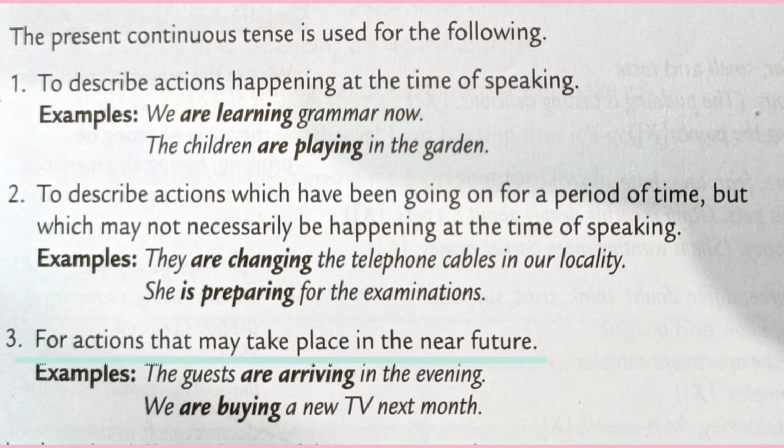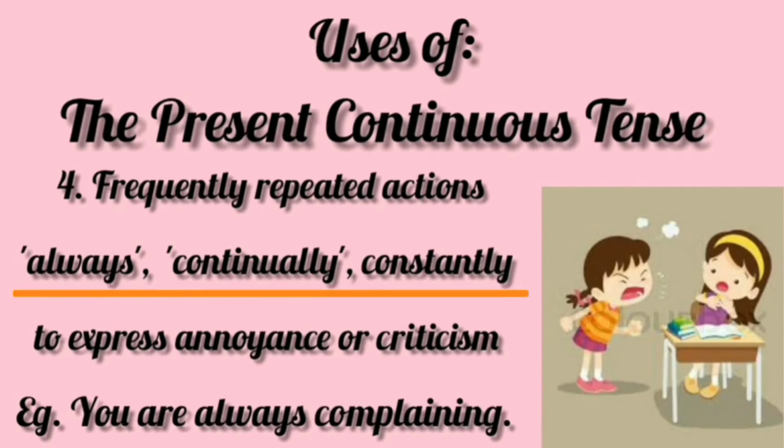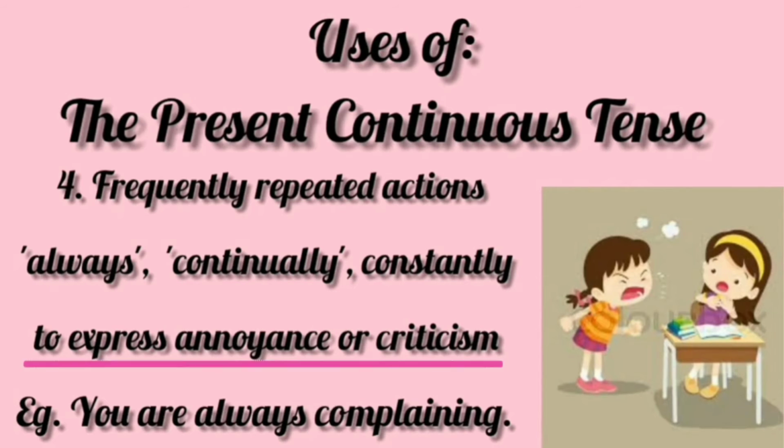Next, we use the present continuous tense for actions that may take place in the near future. For example, the guests are arriving in the evening. We can also say the guests will arrive, but when we know that the planning is already done and the schedule is fixed, we can also use the present continuous tense to talk about an event that will take place in the near future. The present continuous tense can also be used to talk about frequently repeated actions using the words always, continually, constantly to express annoyance or criticism.